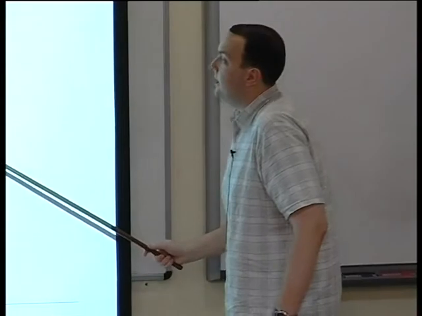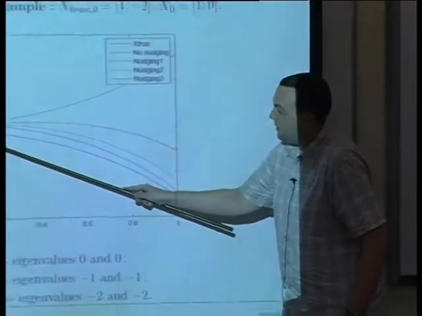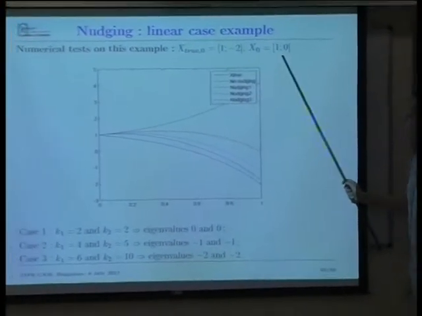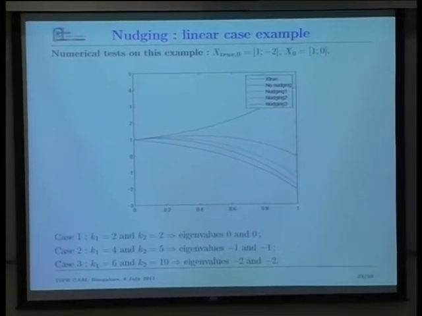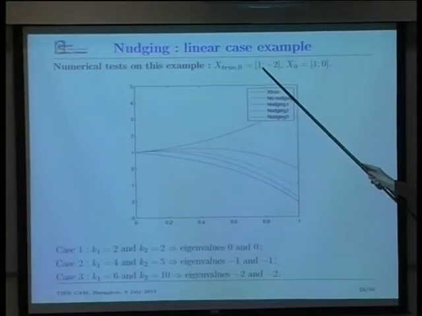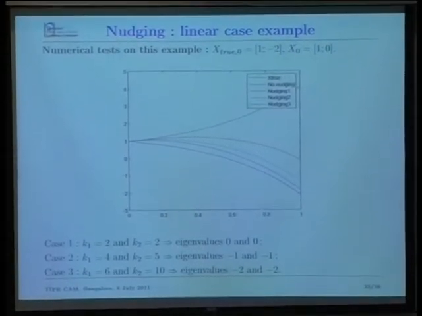Okay, so the numerical test. Here I plot only x2, because I assume that I observe x1, so I know x1, and there is no noise on x1. So x1 is known. x2 is not observed, and I start with the same point for x1, but not for x2. Okay, the true solution is x1(0) is 1, and x2(0) is -2.